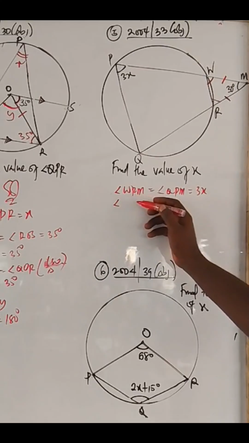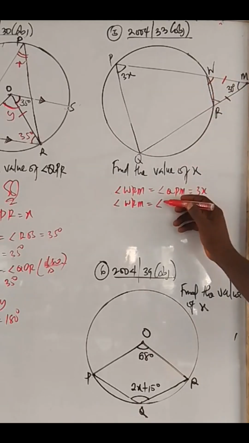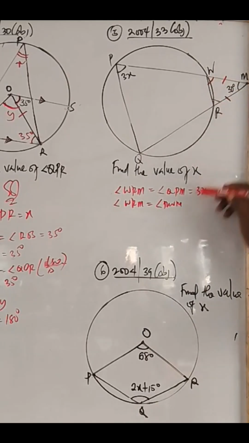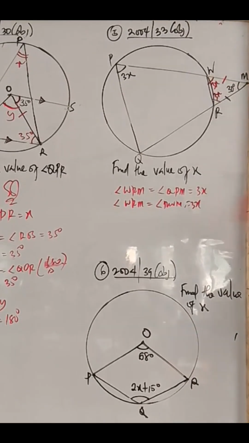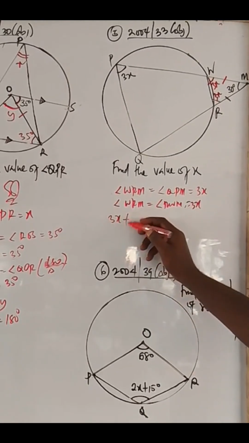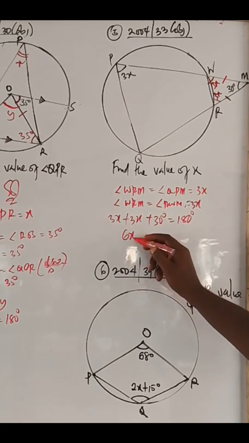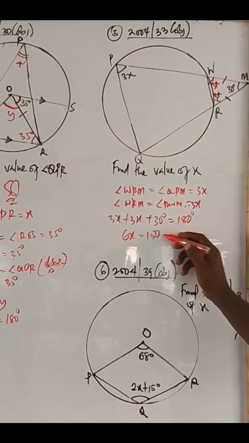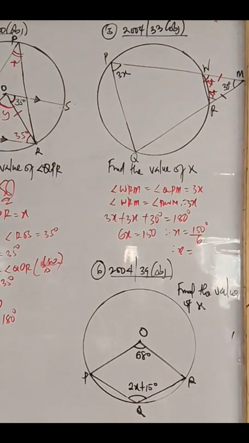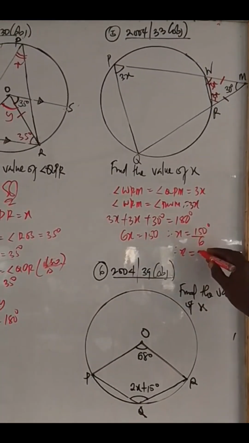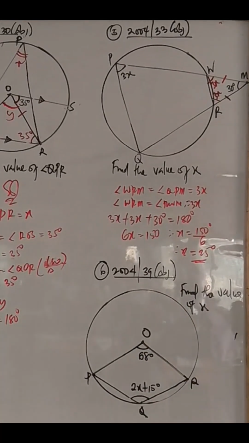Now see these two angles are equal. It means angle WRM equals angle, what was here? RWM. So they are both 3x. If this angle here is 3x, this is also 3x. Sum of angles in a triangle, 3x plus 3x plus 30 must give 180. 3x plus 3x is 6x. 180 minus 30 is 150. So obviously x equals 150 degrees over 6. So x equals 25 degrees.